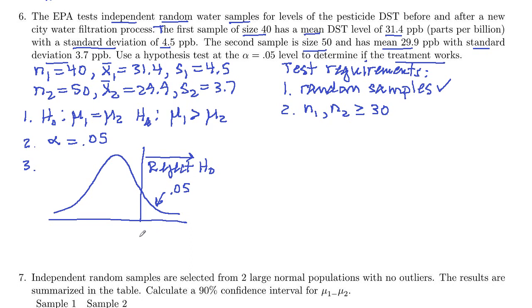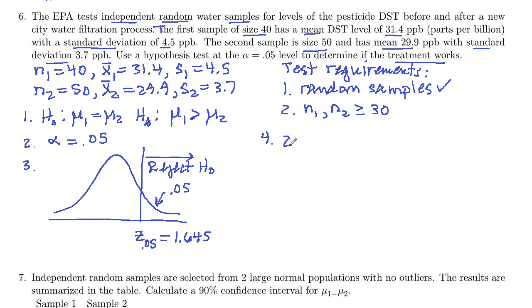So then we need the z-value here. Z because this is large sample test. They're both greater than or equal to 30. So the z-value with 0.05 area to the right. That's 95% area to the left. And if you look in the table of common rejection regions, that's the 1.645. Step 4, we compute our test statistic.